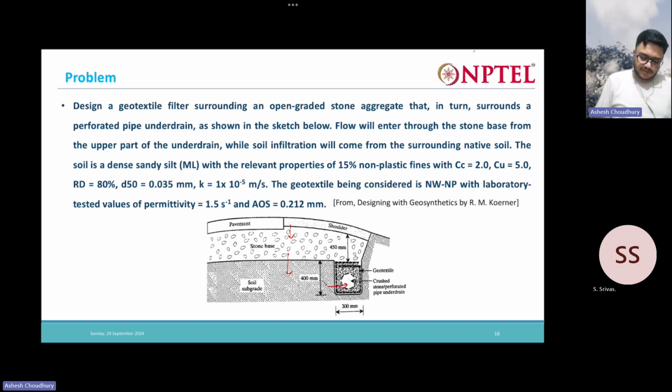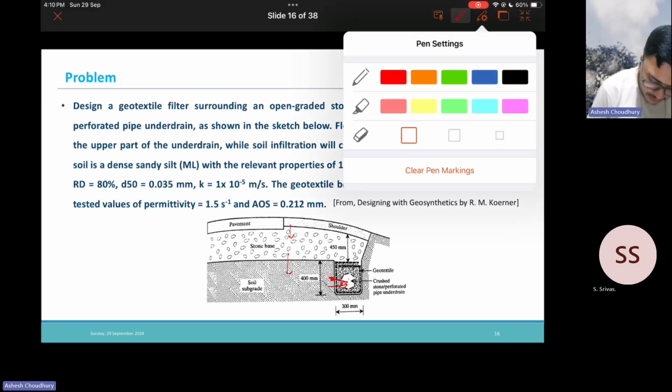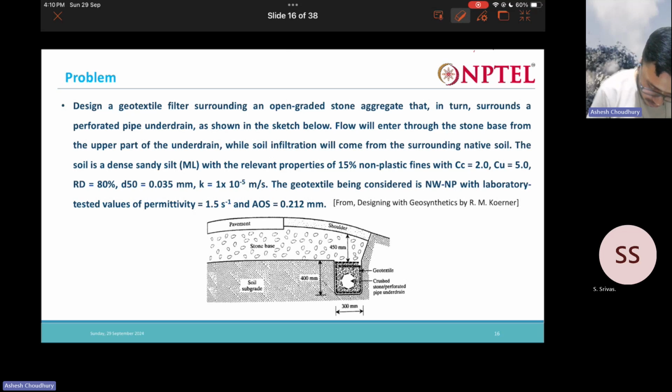So that the water enters the perforated drain, we have placed some crushed stone. Around the crushed stone we have placed a geotextile as a filter, so only water passes into the drain but not the soil. The soil should not enter. Flow will enter through the stone base from the upper part of the underdrain, while soil infiltration will come from the surrounding native soil. As I said, the soil is a dense silty, so water will come like this. If rain falls on the pavement, then water will come like this into the shoulders, right?